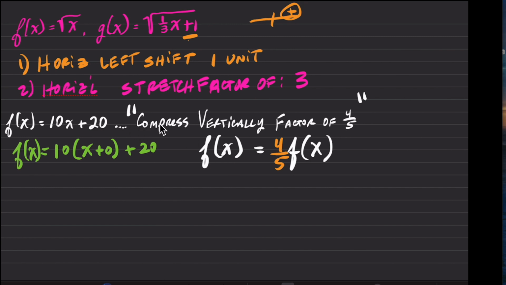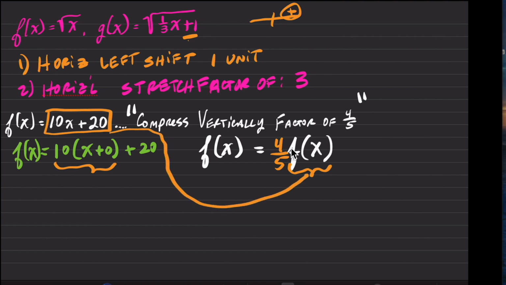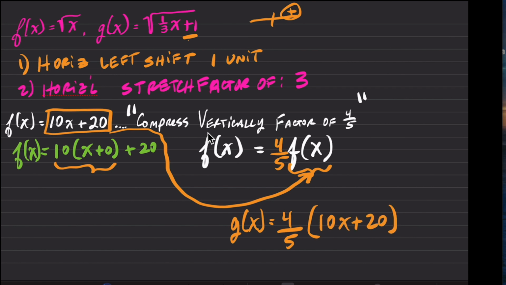Okay, so now we have the instructions turned into a theoretic transformation of f of x. Now we're just going to replace this f of x with this right here. Actually, this will be easier. Okay, we know f of x equals 10x plus 20. Our transformation is going to be 4/5 of f of x. We are simply going to substitute 10x plus 20 for f of x. Our g of x is now going to be 4/5 of f of x, or 4/5 of 10x plus 20.